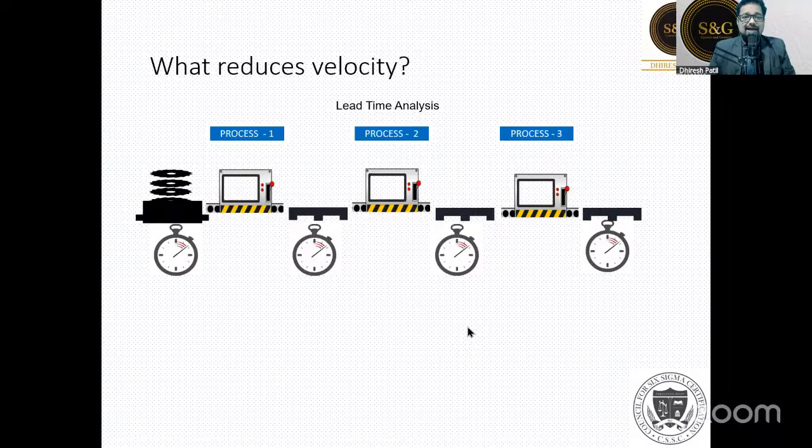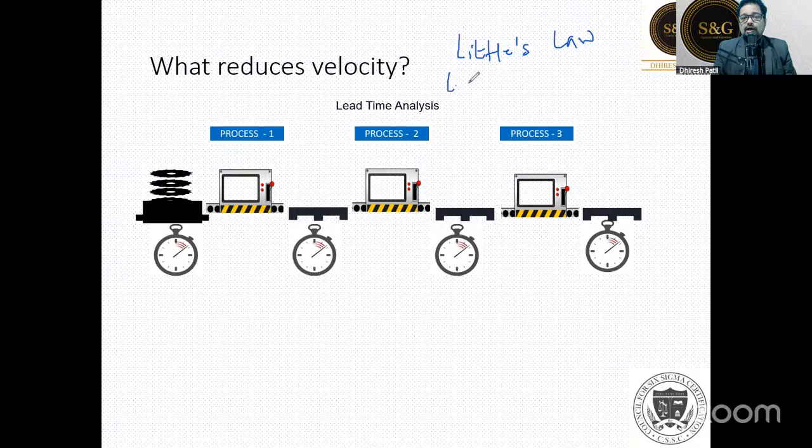Another thing you can do is reduce the inventory, WIP. For example, there is a law called Little's law. How many of you have heard about Little's law? Just type yes in the chat box. Little's law, who has heard? There is Professor Little, and Professor Little is from MIT, Massachusetts Institute of Technology.